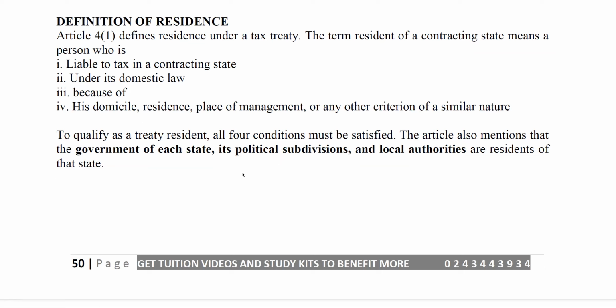Does that make sense? So it says what? A person, when we say person, we are talking about both individuals and entities. So a person who is, one, liable to tax in a contracting state, two, under its domestic law, because of his domicile, where you stay, residence, place of management, or any other criteria which is similar to these four.